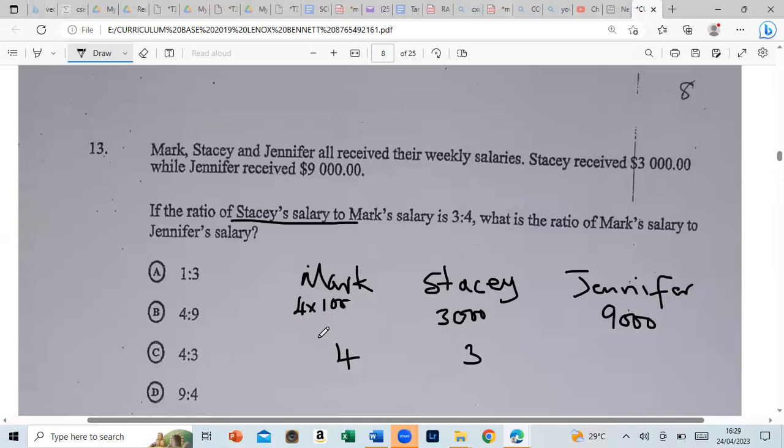I like that question, I really appreciate it. So Mark received 4. So that means this is 9. So this is the ratio. Let's see what they ask us in the end.